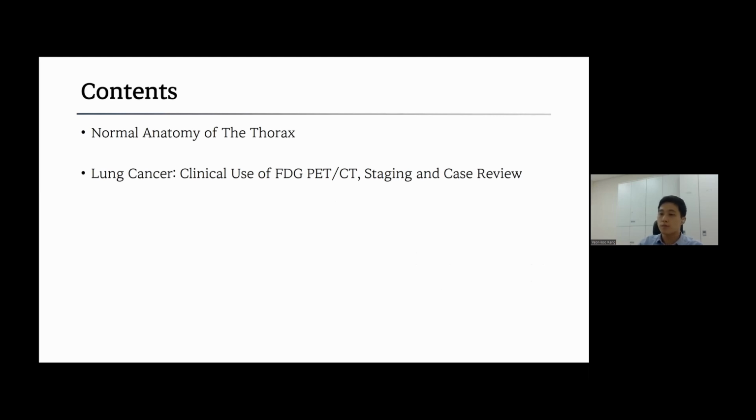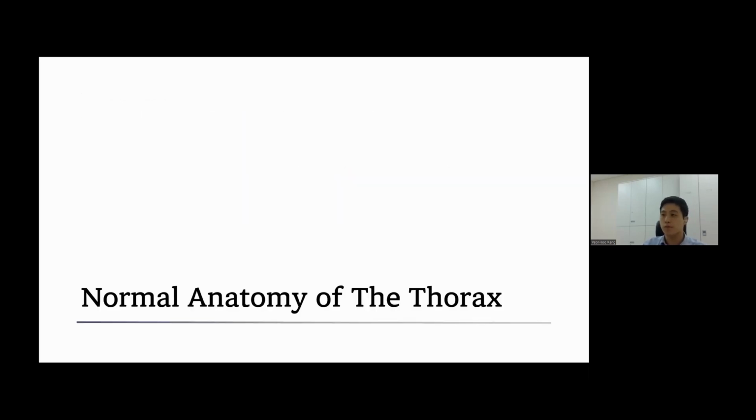The lecture consists of two parts. In the first half, we are going to review the key points of normal anatomy of the thorax, focusing on the information that could be helpful in lung cancer evaluation. In the second half, we are going to briefly talk about the clinical use of FDG PET-CT in lung cancer and FDG PET-based staging of lung cancer with several typical cases for practice. Let's begin the first half.